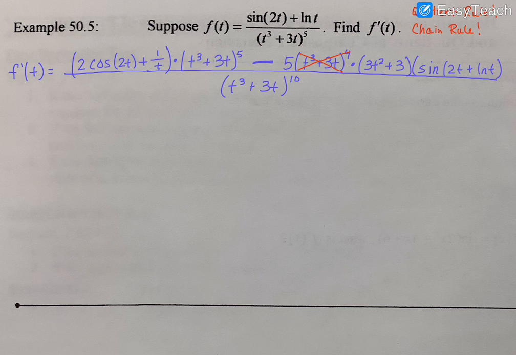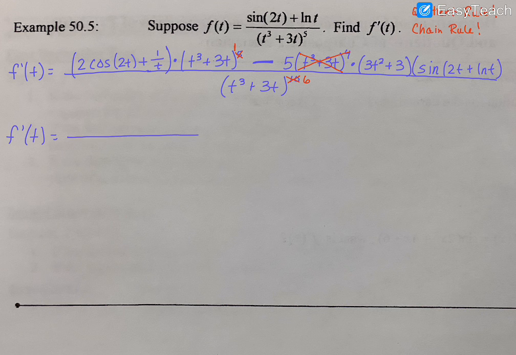In the first term, t cubed plus 3t to the 5th, if I cancel out 4 of those, that means I have 1 left. In the denominator, if I had 10 and I cancel out 4 of them, that means I now have 6 left. So that's one way that we're going to help clean it up a little bit. I'm going to work on rewriting it now and do some cleanup along the way still.